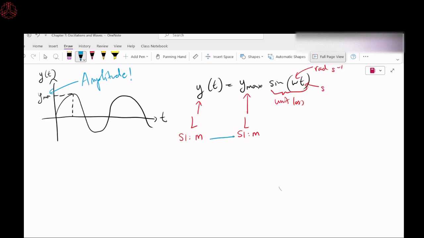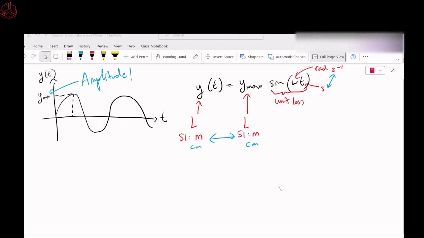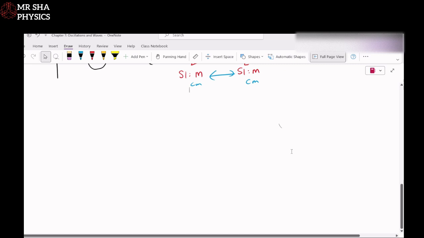These two must match, and these two must match. You can use radians per minute, but you will need to convert your time into minutes as well. Or you can use centimeters as the amplitude, but your displacement will also have to be in centimeters. So please be very, very careful when you're doing questions. Okay? So now we already have a function for displacement.